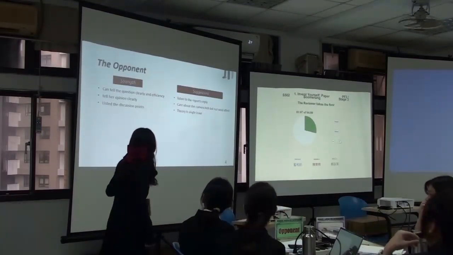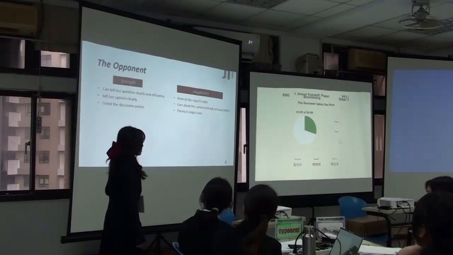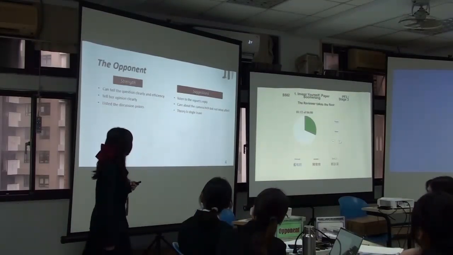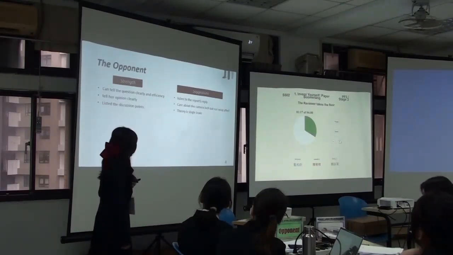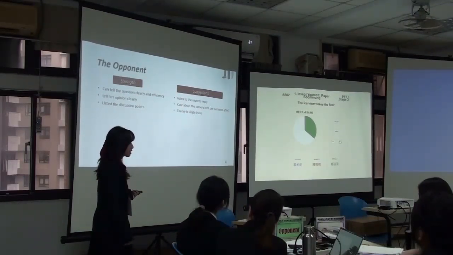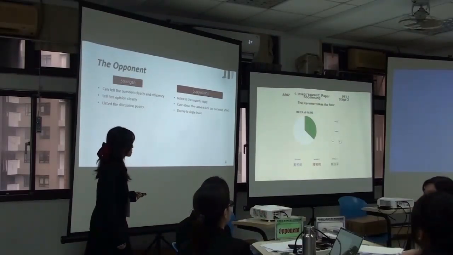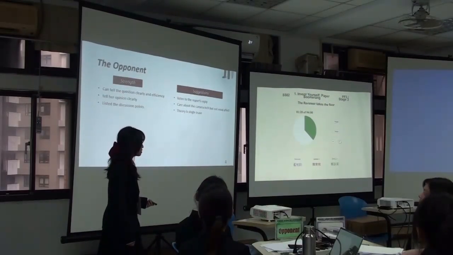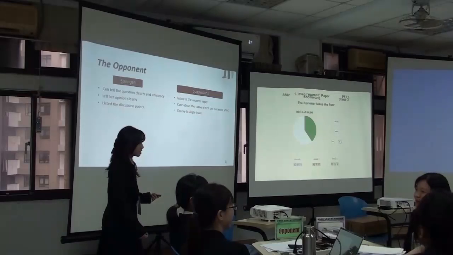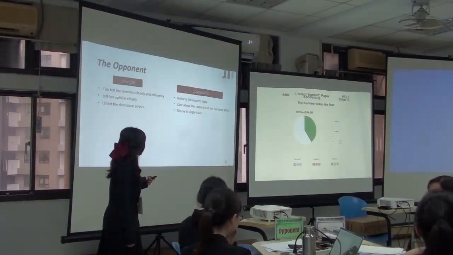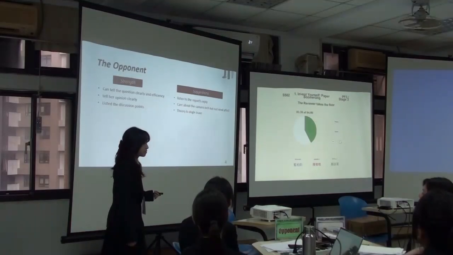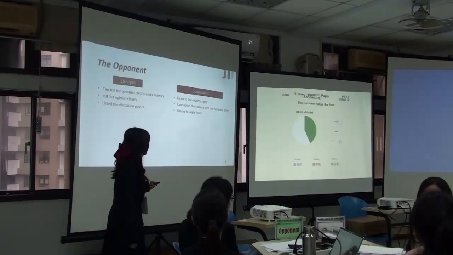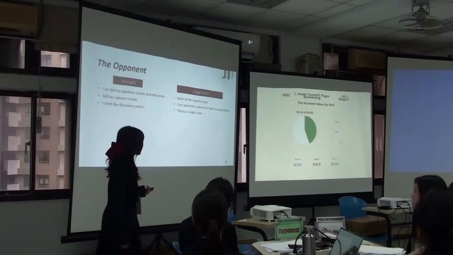And this is the opponent. The strength is she can tell the position clearly and efficiently, and also her approach. She tells her opinion clearly. And the third one is she listed the discussion points, and I can know it best. But I have suggestions for her. The first one is she didn't listen to the reporter's reply. She just said thank you. The second one is she cared about the camera image but not the wind impact. And the third one is the theory is single.